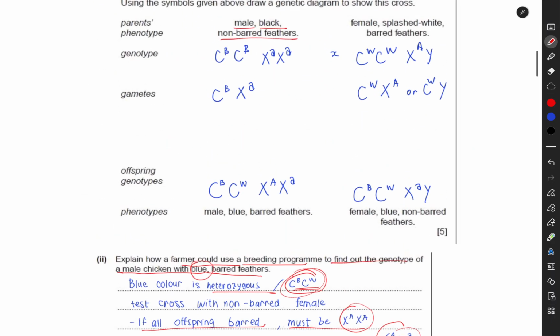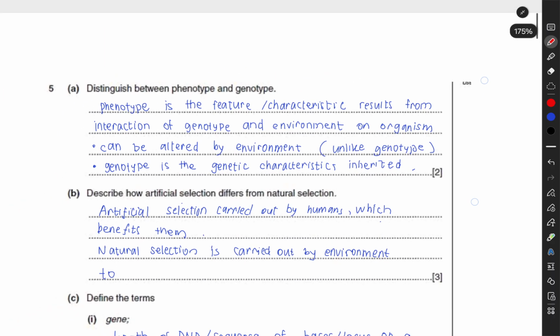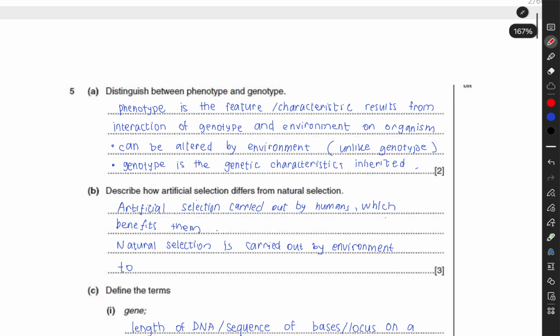Okay, easy number. How to distinguish between phenotype and genotype? Phenotype is the feature or characteristic resulting from the interaction of genotype and environment on an organism. It can be altered by the environment. Meanwhile, genotype cannot be altered by the environment and is the genetic characteristic inherited, so it is inherited from your mom and your dad.